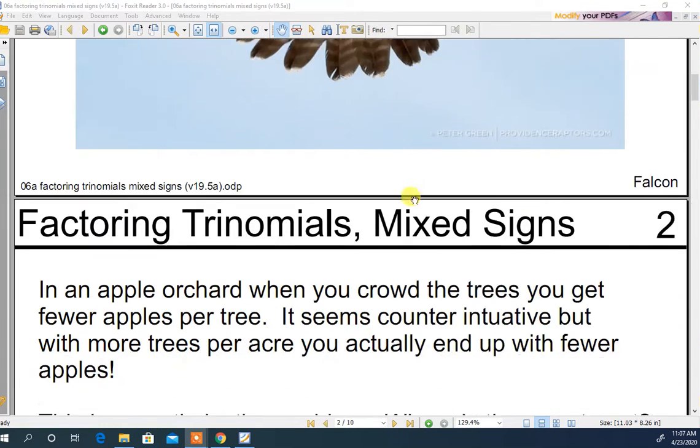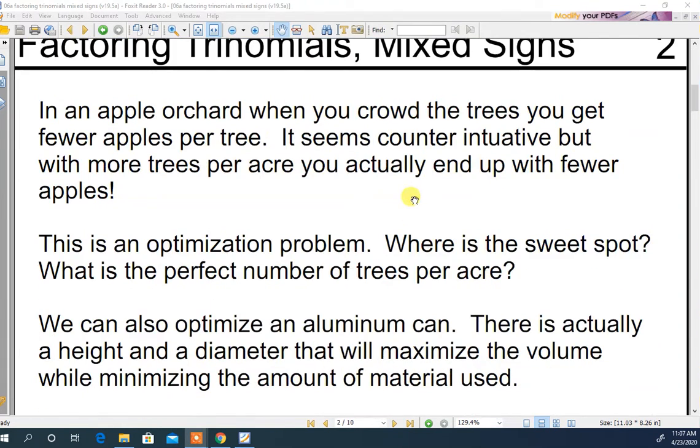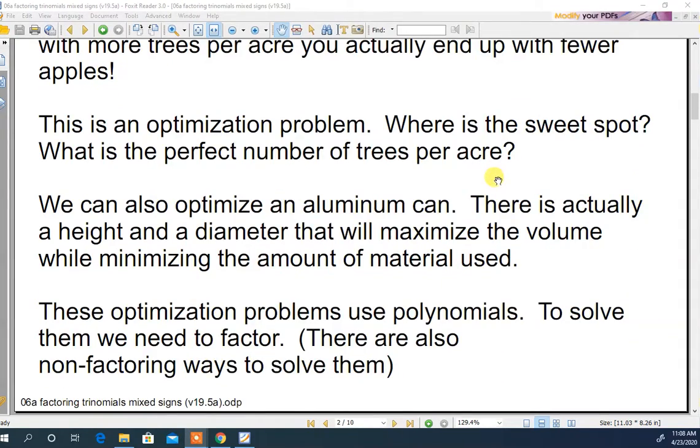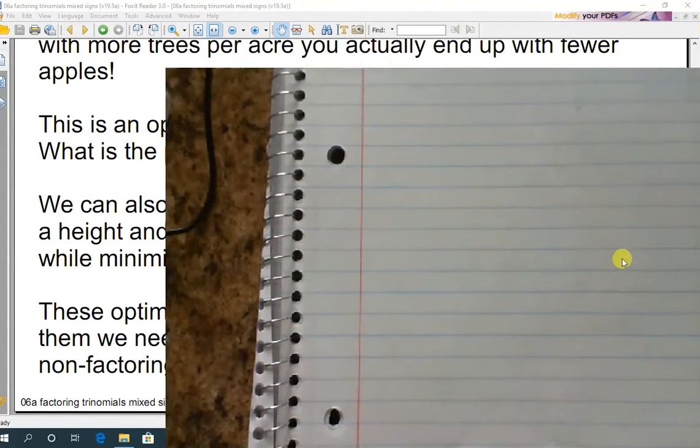So in an apple orchard, when you crowd the trees, I've given this example before, you get fewer apples per tree. So this is actually a polynomial type of problem where you can maximize your yields, or optimize the volume of a can while minimizing the amount of material needed. All right, let's do some notes.